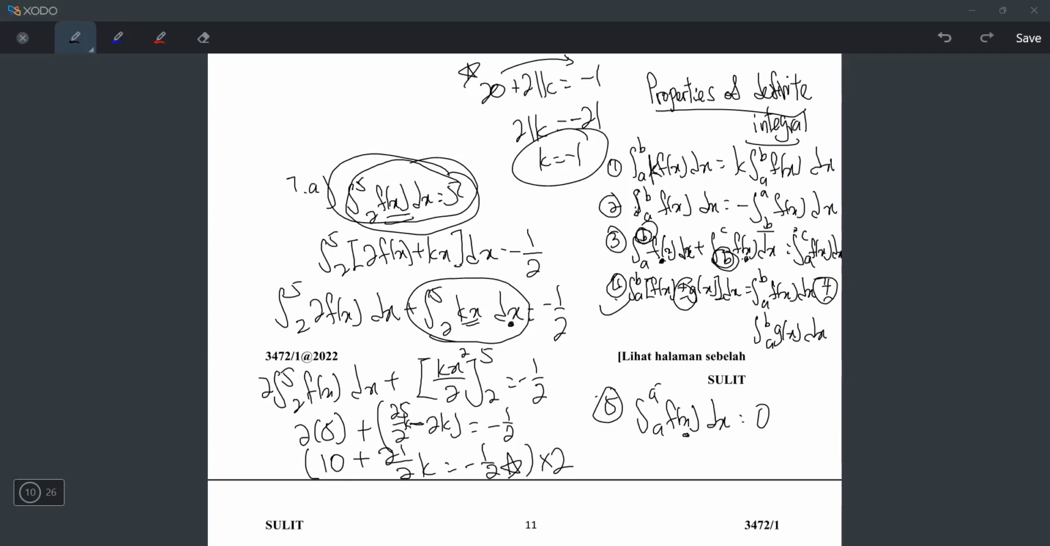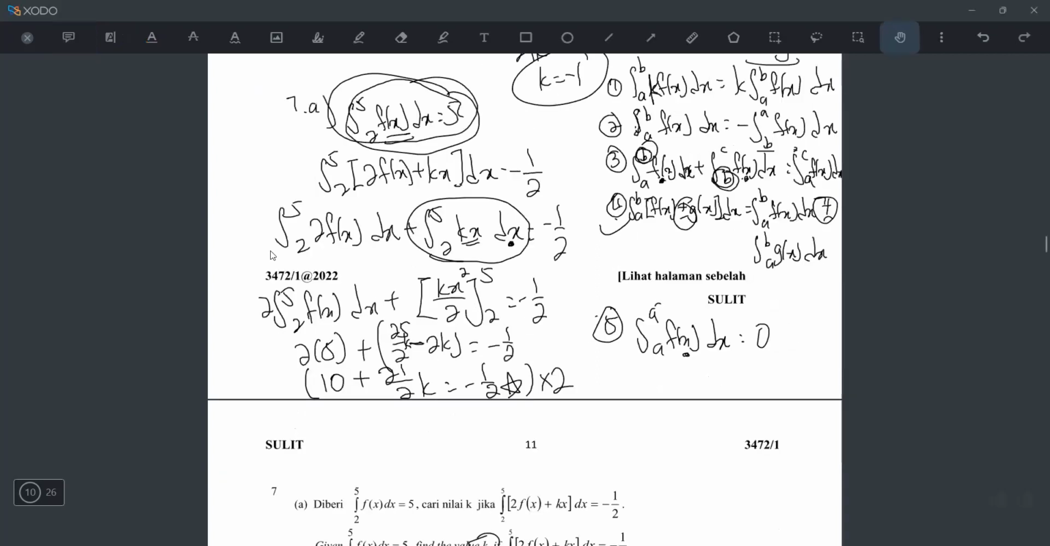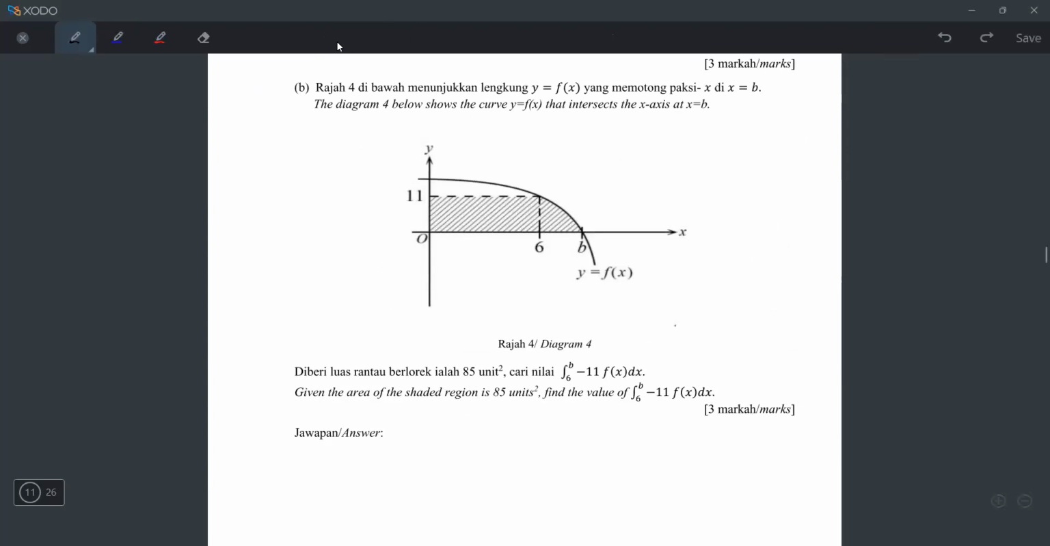So hope you understand. Now why don't we go to the B question. Diagram 4 below shows the curve y equals f(x) that intersects the x-axis at x equals b. Let's check. This curve y equals f(x) intersects the x-axis at x equals b. So where is the x-intercept? Obviously it's here, at x equals b. So at this point, we can write down 6, 11, right? And then what else can we find? I think that's all.